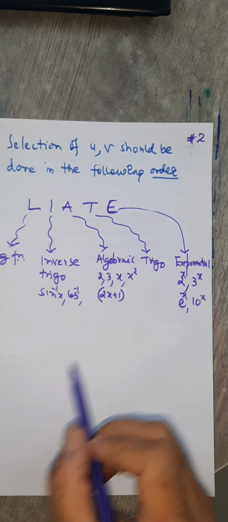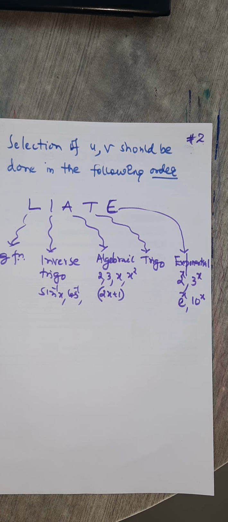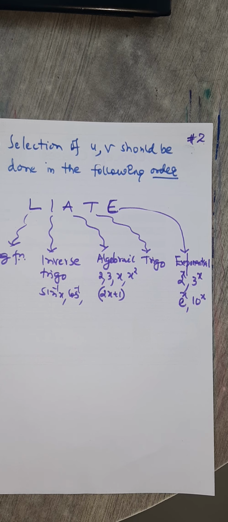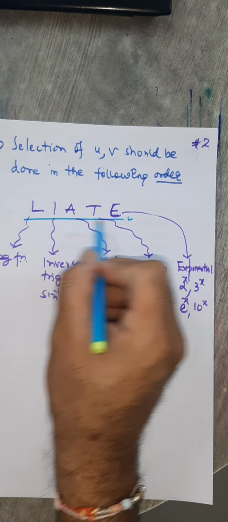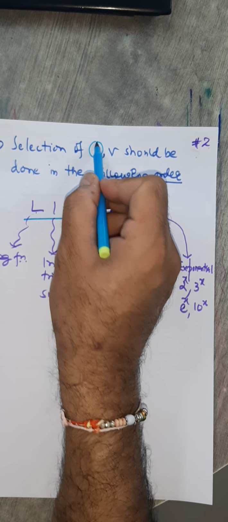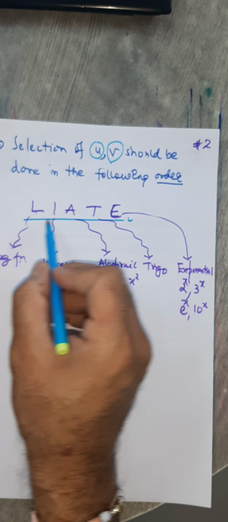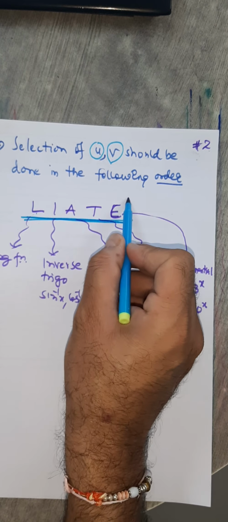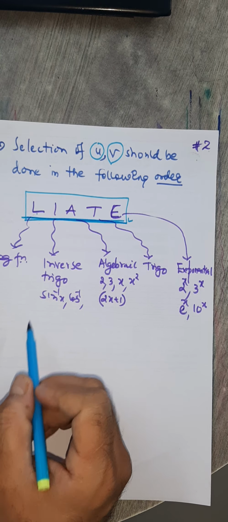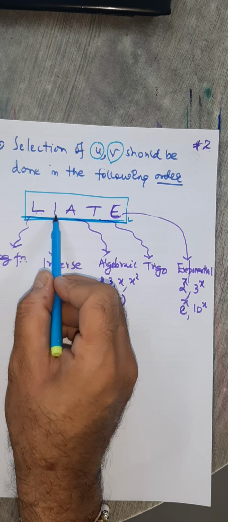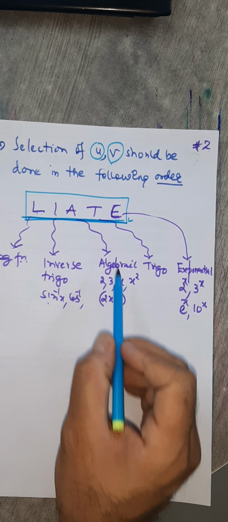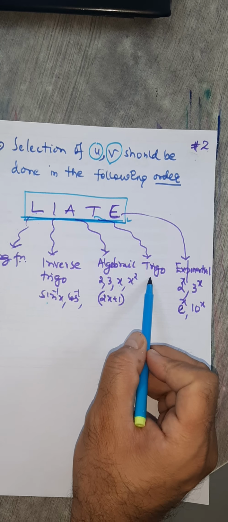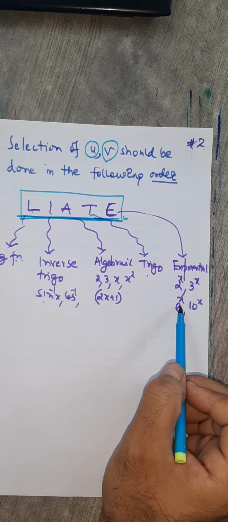So in this order, the selection of u and v should be done. Whichever function comes first is taken as u, and the other one should be taken as v, remember. In this order, the function that comes first should be taken as u and the second one should be taken as v. The selection of u and v should be done in this LIATE order, remember. I repeat, L stands for log function, I stands for inverse trigo functions, A stands for algebraic, x squared and so on, T stands for trigo functions, E stands for exponential function.